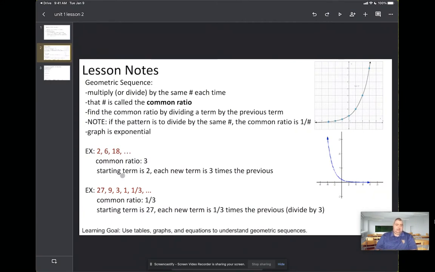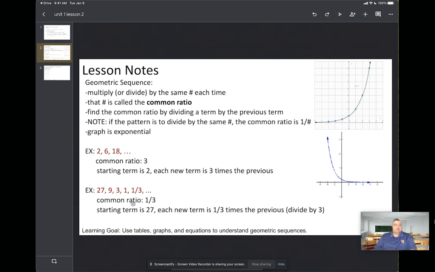So we would say that in this case, the starting term is 2, and each new term is 3 times the previous. Now, this second example is a little different. Instead of multiplying by 3, we're actually dividing by 3 each time. 27 divided by 3 is 9. 9 divided by 3 is 3. 3 divided by 3 is 1, so on and so forth.